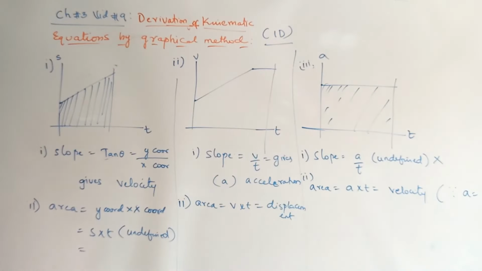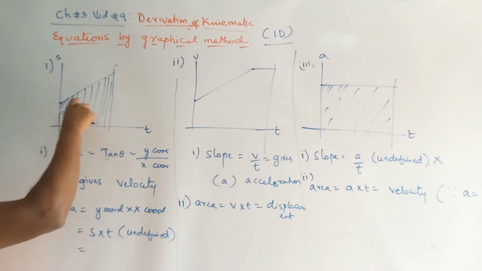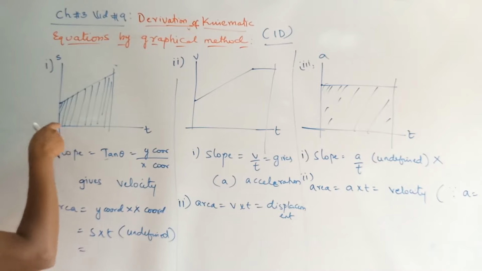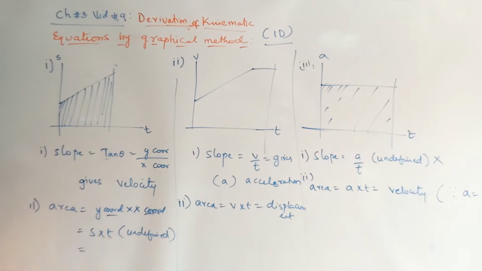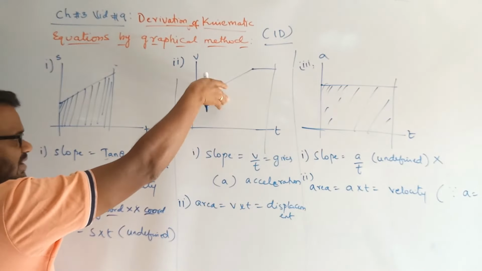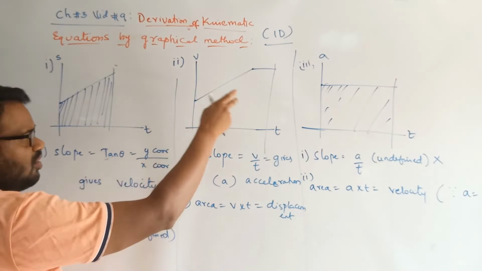What does this area give rise to? Area of the ST graph gives rise to what? Area is like a rectangle or a square, where area means length into breadth. Accordingly, area means y coordinate multiplied by x coordinate. Here the y coordinate is displacement or position, and the x coordinate is time. So it is displacement into time. Again, there is no such parameter that exists. It is only displacement into time itself. Now in this case, the area of the VT graph gives rise to velocity into time.